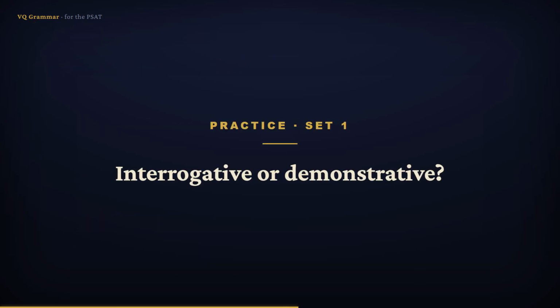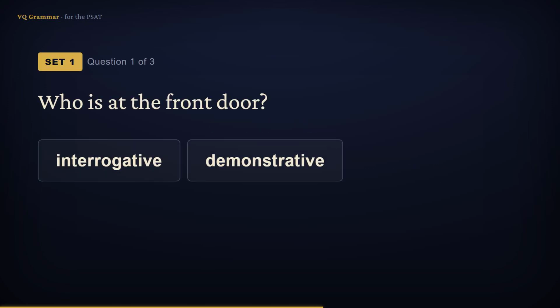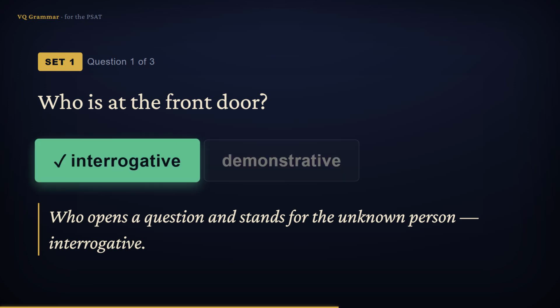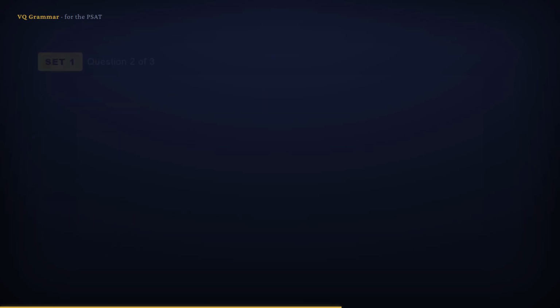In this first set, look at the underlined pronoun and decide. Is it interrogative, the kind that asks a question, or demonstrative, the kind that points something out? Pause and try each one before I answer. Who is at the front door? The word who opens the question, and it stands in for the person we don't know yet. It's asking, not pointing. So the answer is interrogative.